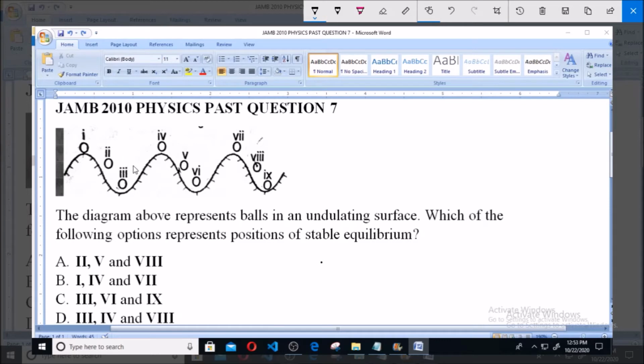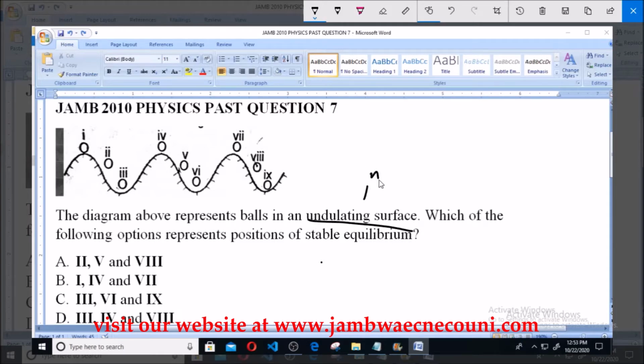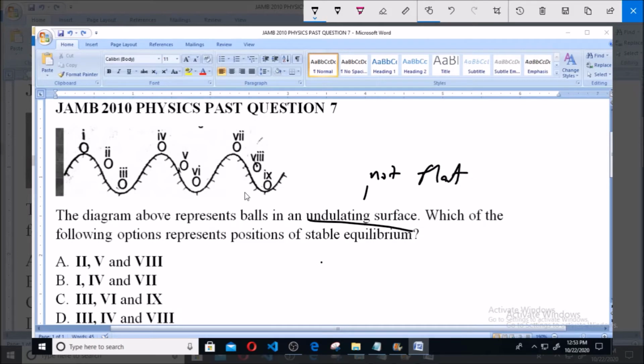Now you have this diagram here representing balls at various points in an undulating surface. So a surface that is not flat, an undulating surface. Now we are asked for the ones which represent positions of stable equilibrium.